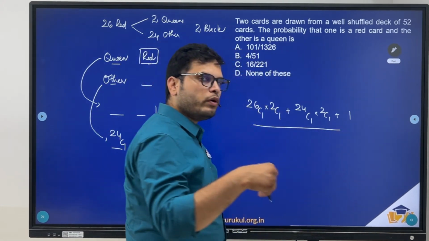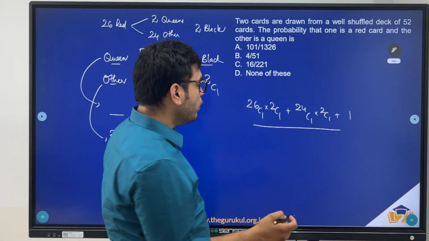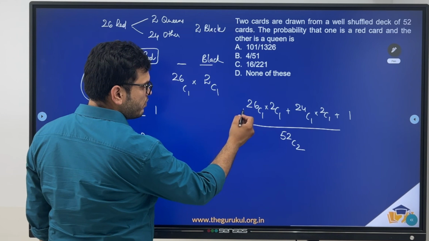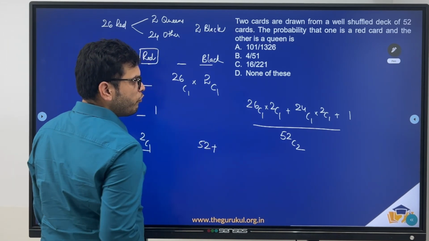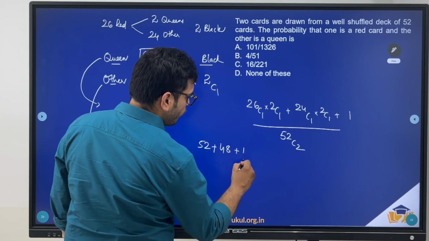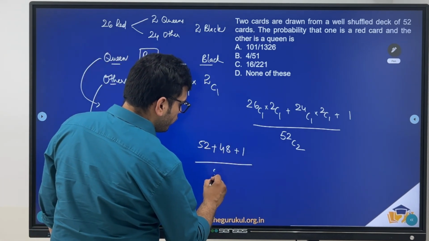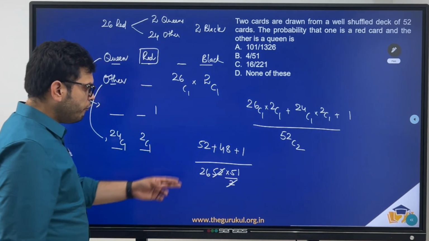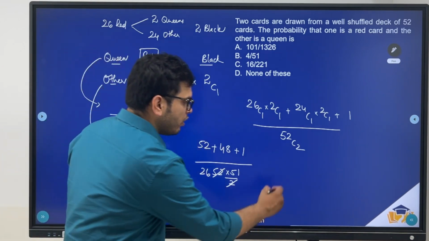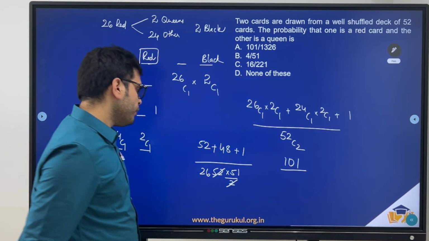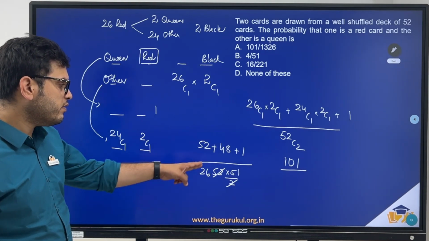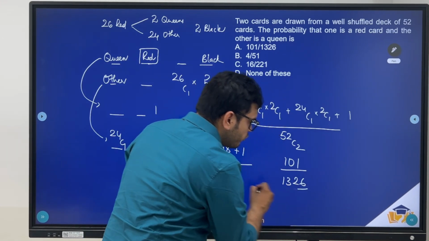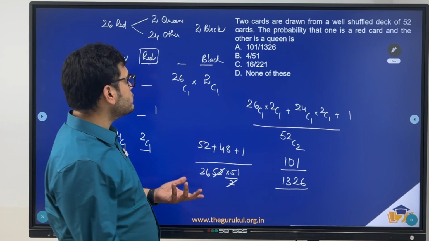Now what are the total number of outcomes? So from 52 you are picking 2. So 52 C2. Now what is 26C1? 26 into 2. 52 plus 24 into 2. 48 plus 1 by 52 into 51 by 2. Now this is 26. Now 52 plus 48, 100, 100 plus 1. 101 by 26 into 51. 26 into 50 is 1300. 1300 plus 26, 1326. So 101 by 1326 should be the answer for this question.